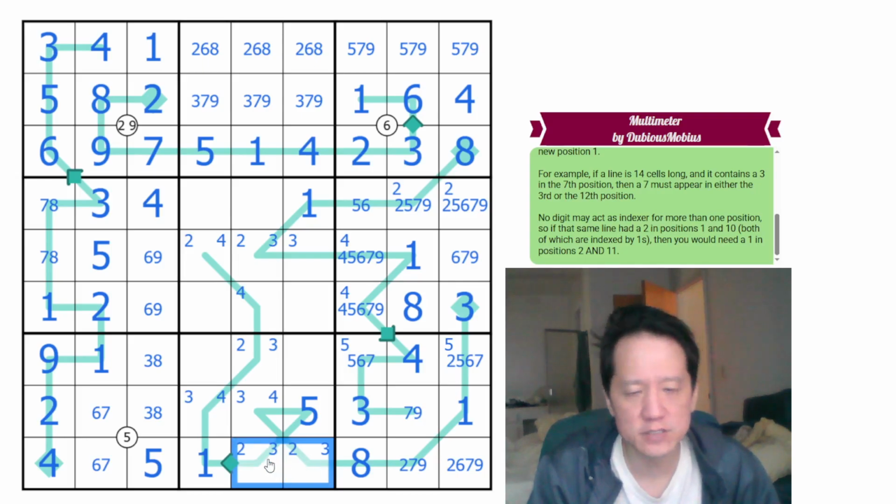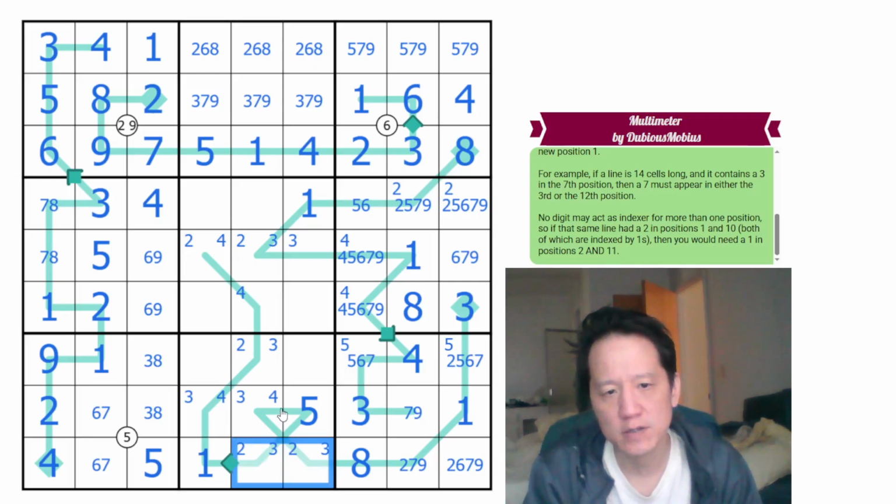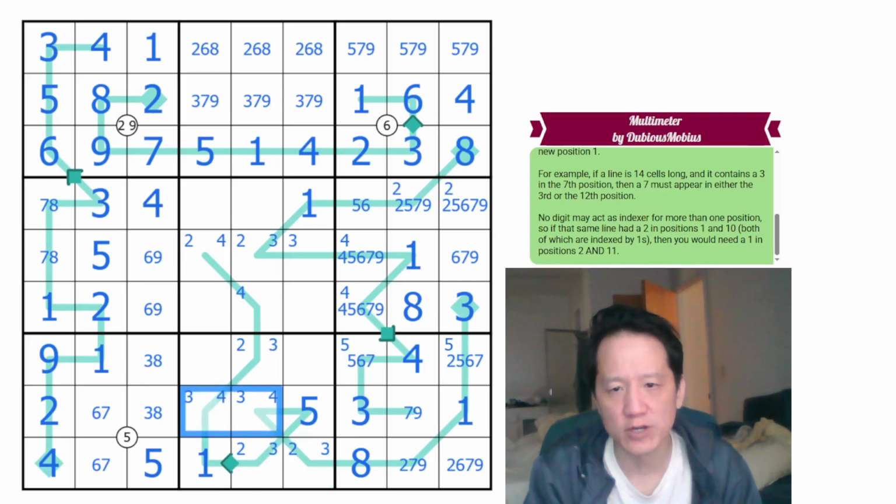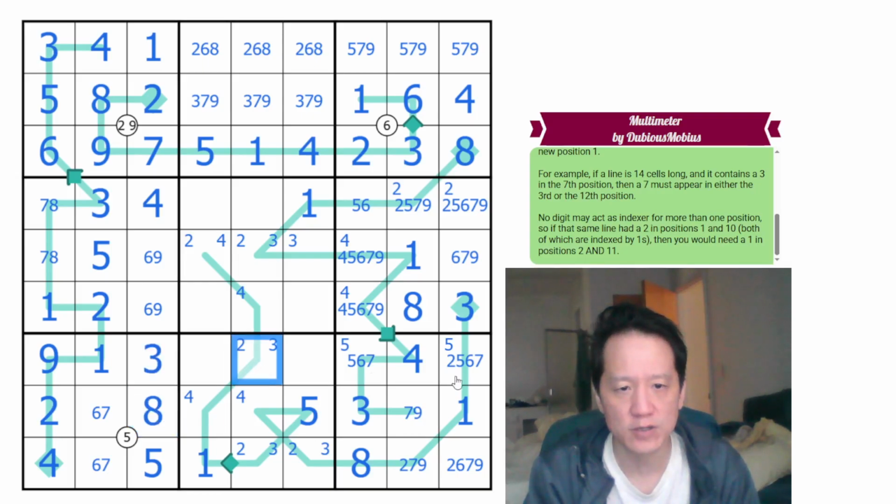The remaining digits in row 9. Actually, okay, this can't be 3 anymore. This can't be 3 because of this 3, so this is 8, which makes that a 3. Therefore, this can't be a 3 either. So one of these 2 cells is a 3.